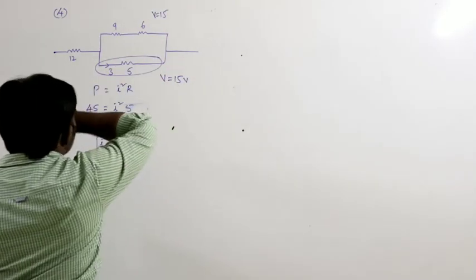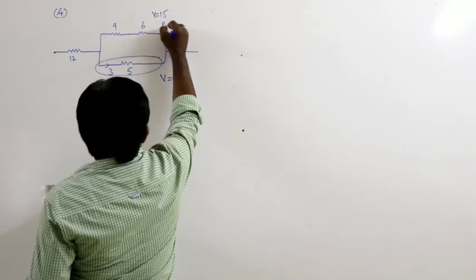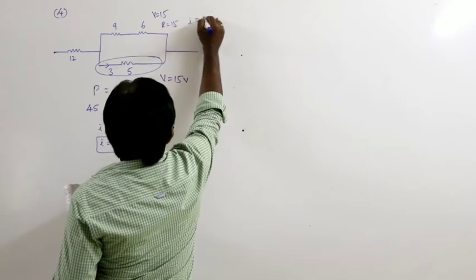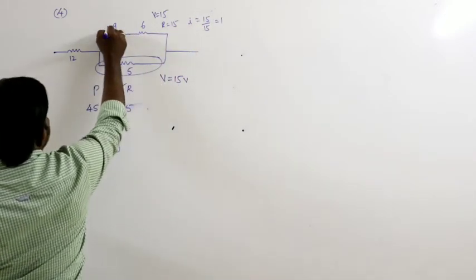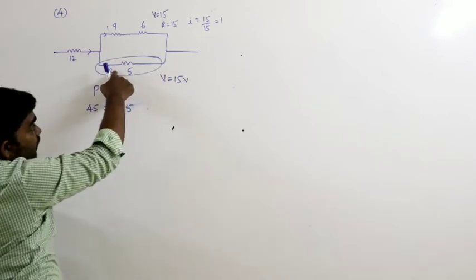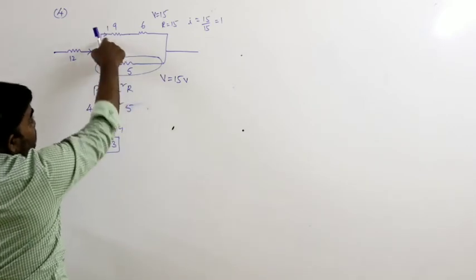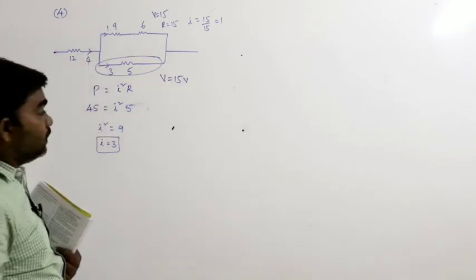Here 9 and 6 are in series, that means 9 plus 6, R effective is also 15. Then I is equal to 15 by 15, that is equal to 1. Here the current is 1. So what is the total current here? In this branch the current is 3, here the current is 1. Total current is 4.